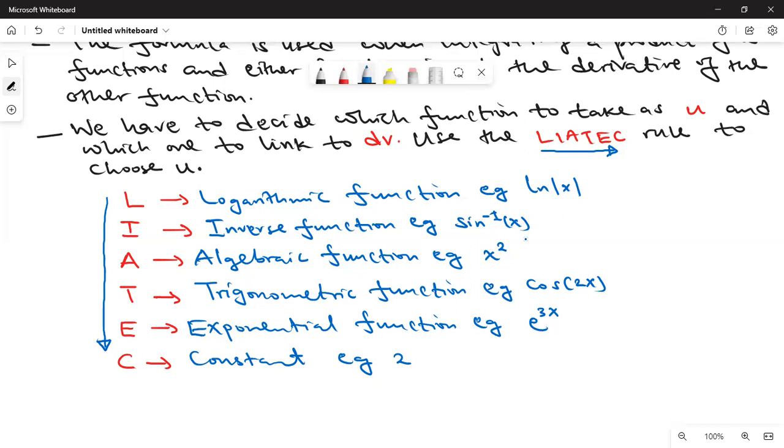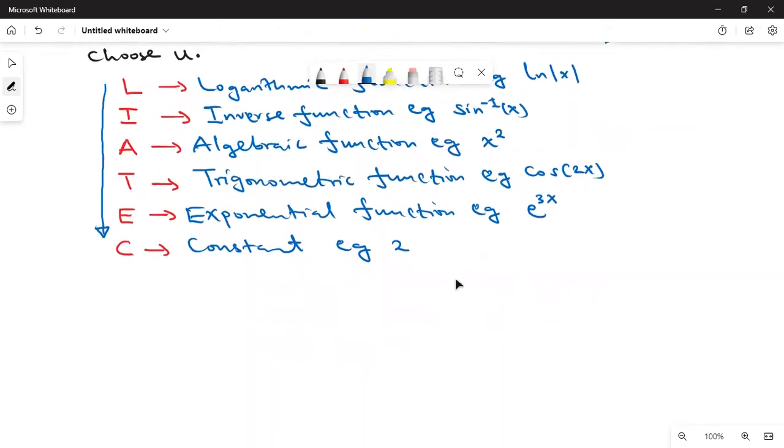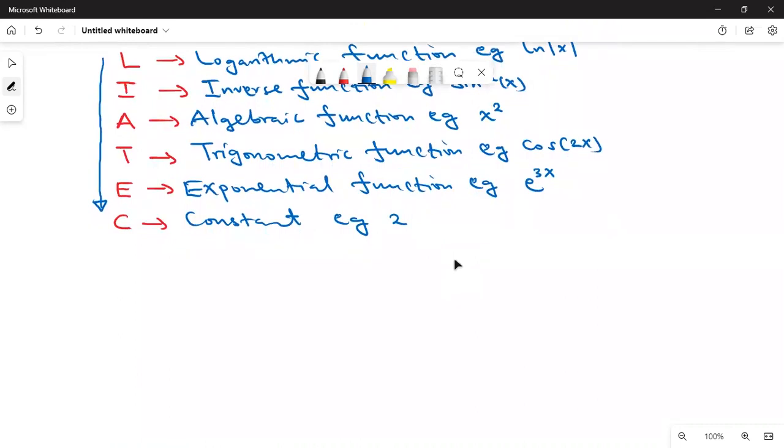Then the remaining functions together with the dx will form dv. I'm going to give you an example to use that rule. For example, we may have this integral.